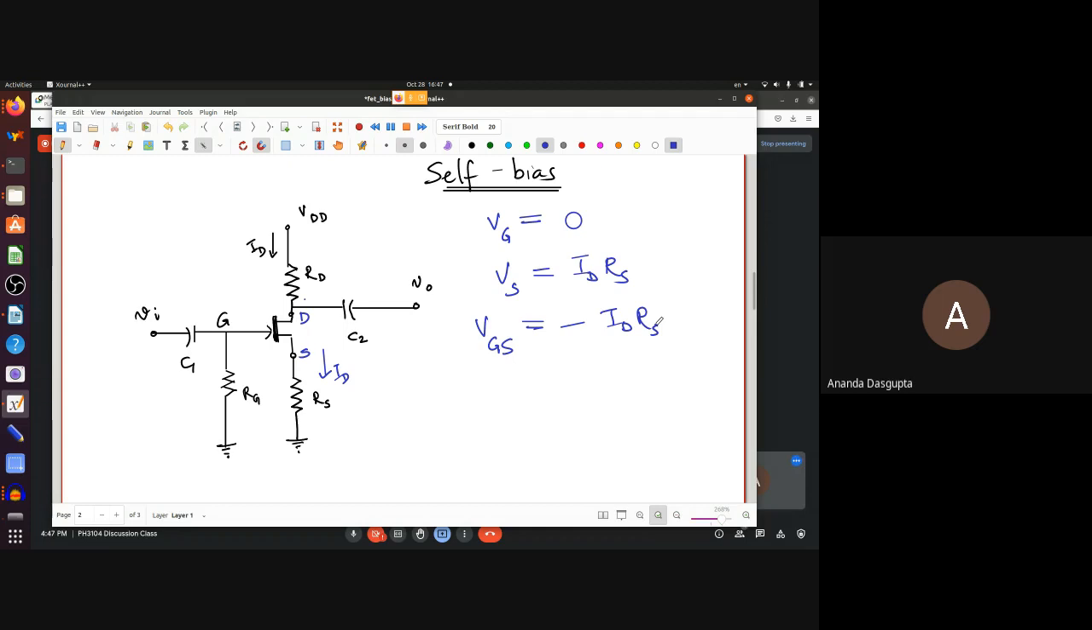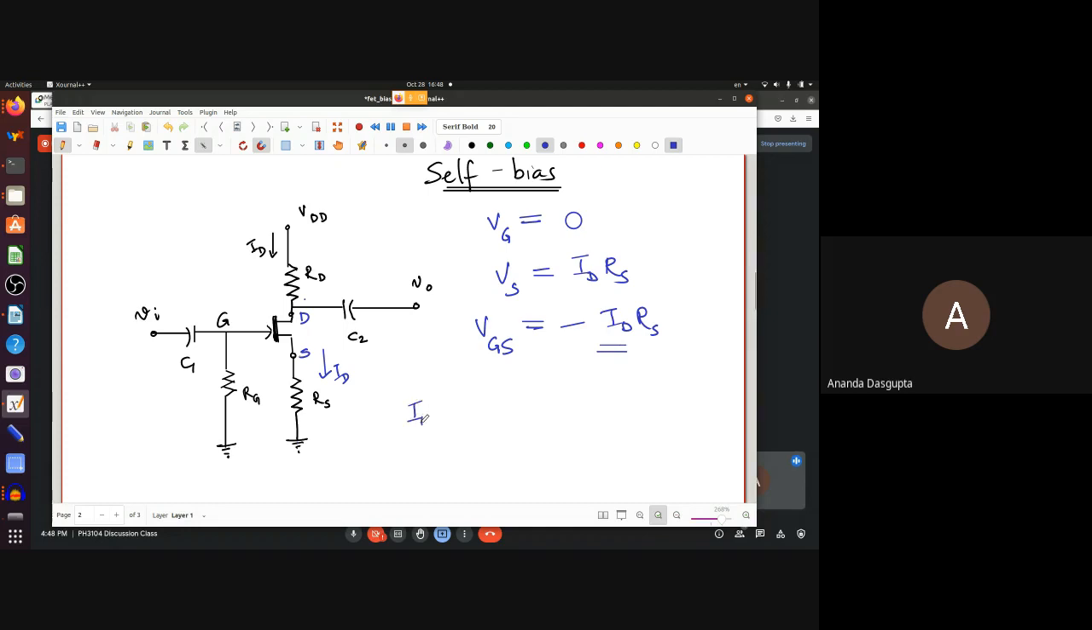And you've got it. You don't have a battery here, but you still have a negative voltage because the current flowing through the source produces a voltage drop between the source and the ground. Since the gate is at the same voltage as the ground, the gate is at a lower voltage compared to the source, which is exactly what you need. But now notice that here VGS depends on ID.